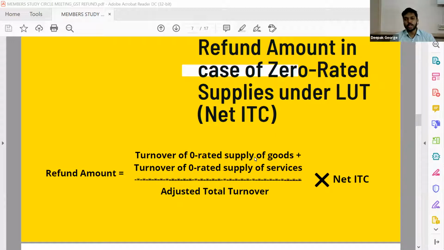You're multiplying that with a numerator and a denominator, for which we will look into the details in the next slide. Because there is a further breakup of the turnover, as you can see on the numerator, and the adjusted turnover in the denominator. So net ITC, the final amount is called net unutilized ITC. That is what you're claiming as refund. But for companies who are involved in the supply of goods and services of both domestic and export, you got to work this formula out, and come out of this confusion.